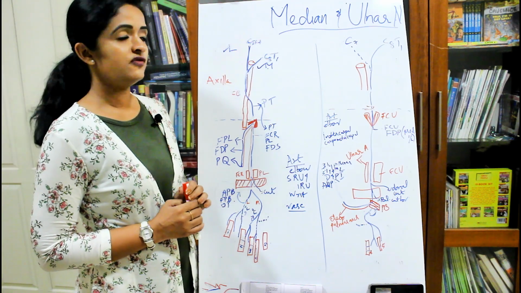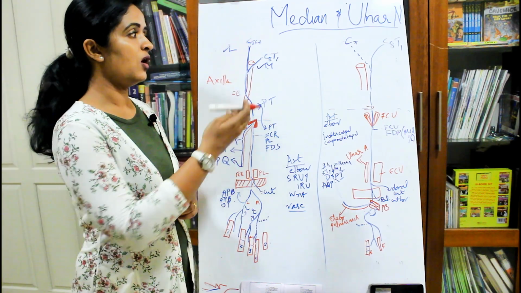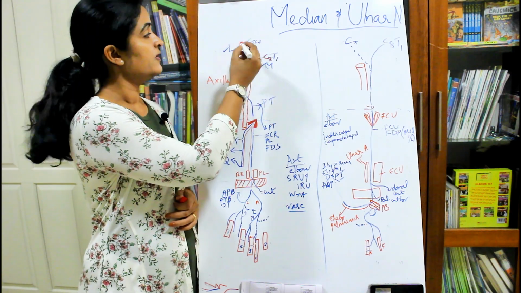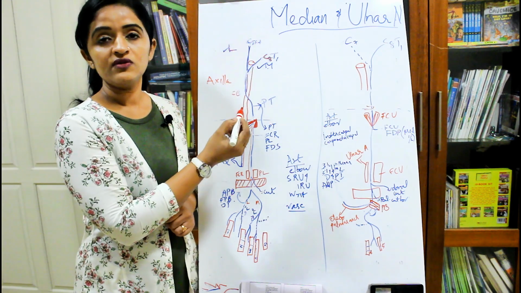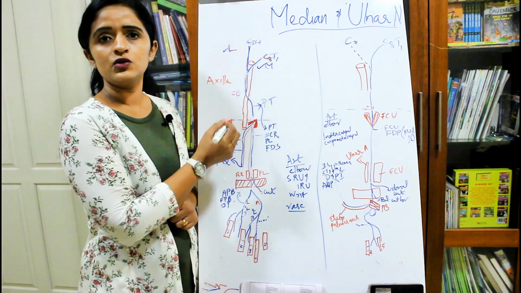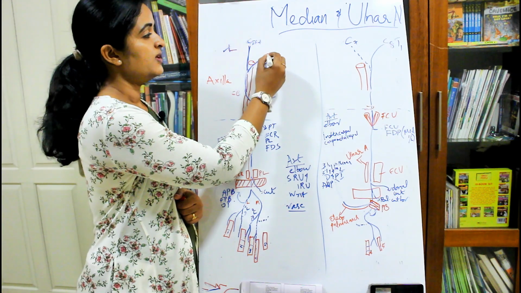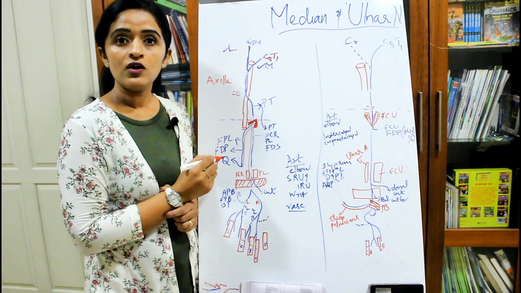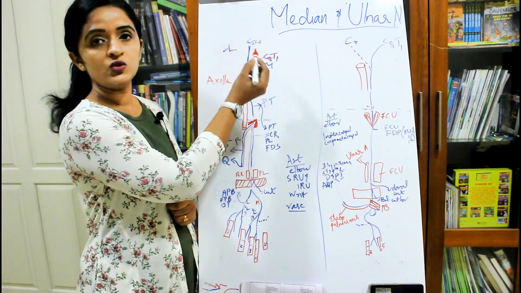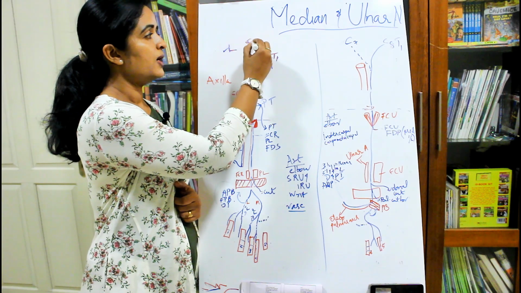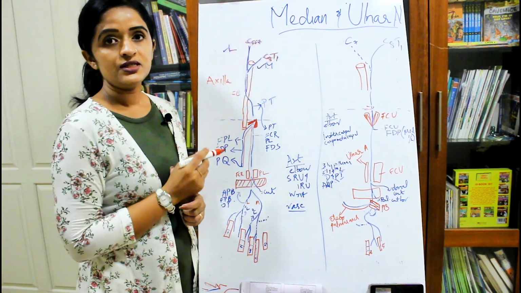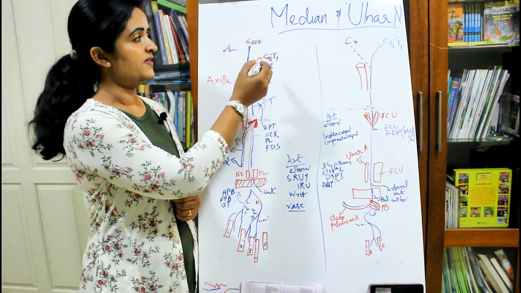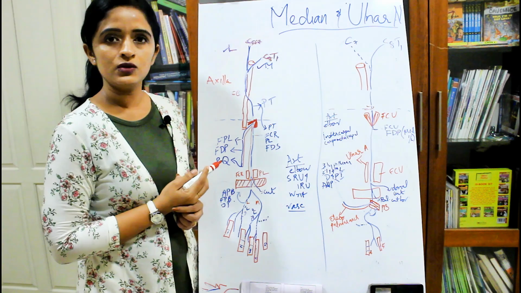So how is median nerve formed? Median nerve is formed by the union of two roots. One is the medial root of median nerve and the other one is the lateral root of median nerve. So from where does the medial root of median nerve come from? It is coming from the C8 and T1 of the brachial plexus, that is the medial cord of brachial plexus, and the lateral root is coming from C5, 6 and 7. That is the lateral cord of brachial plexus. So ultimately the median nerve will be having C5, 6, 7, 8 and T1 root value.